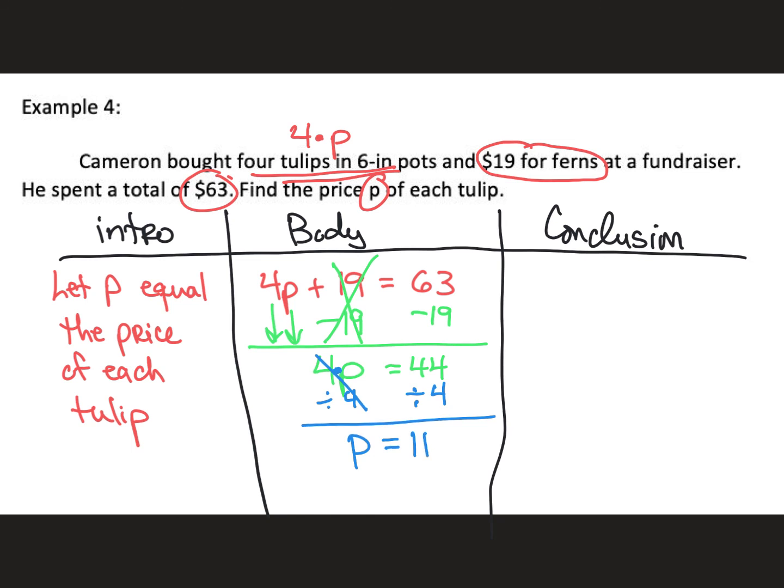Conclusion, we're going to go ahead and put it into a sentence format. So we're going to say the price for one tulip, or each tulip, is $11.